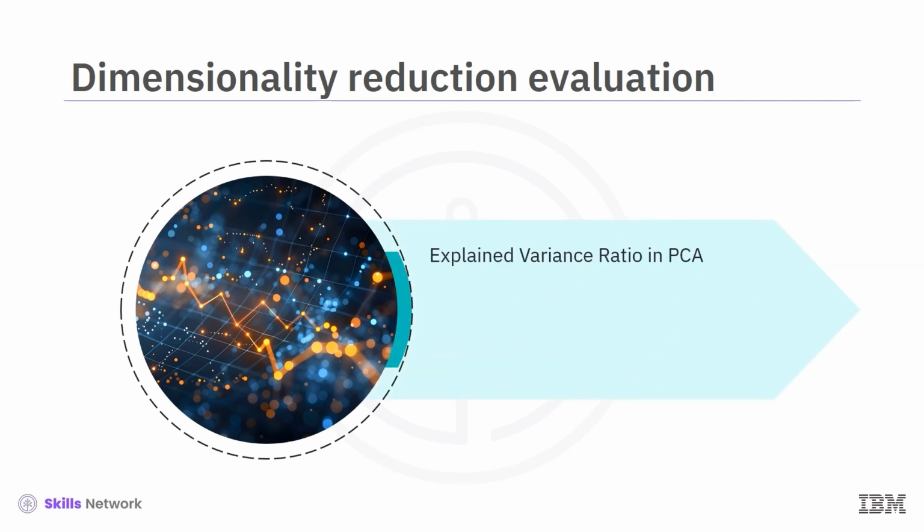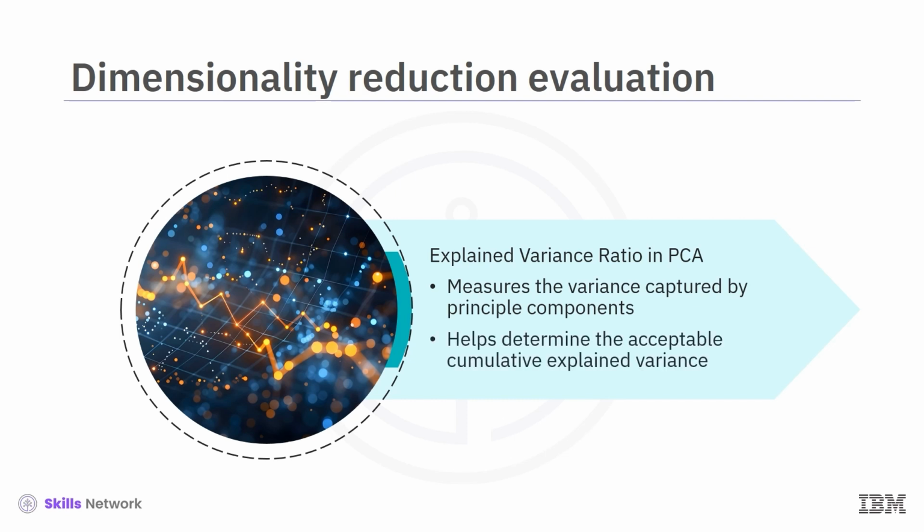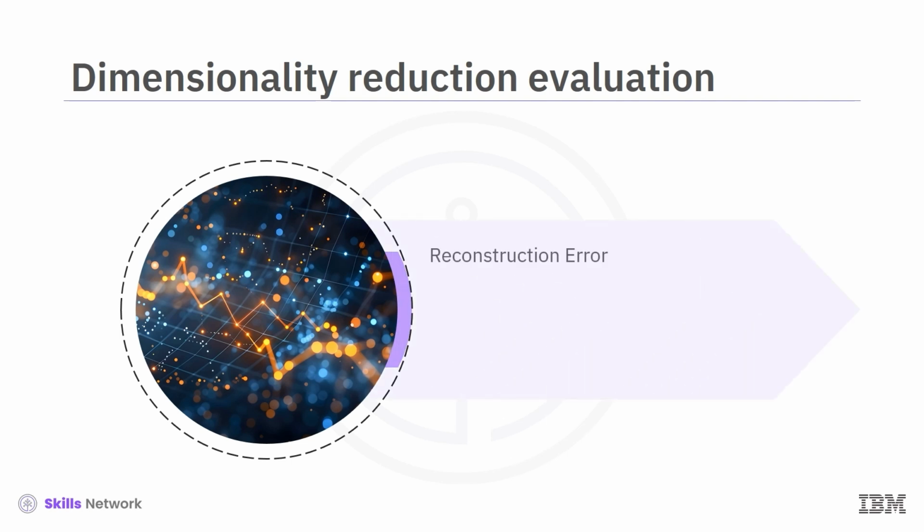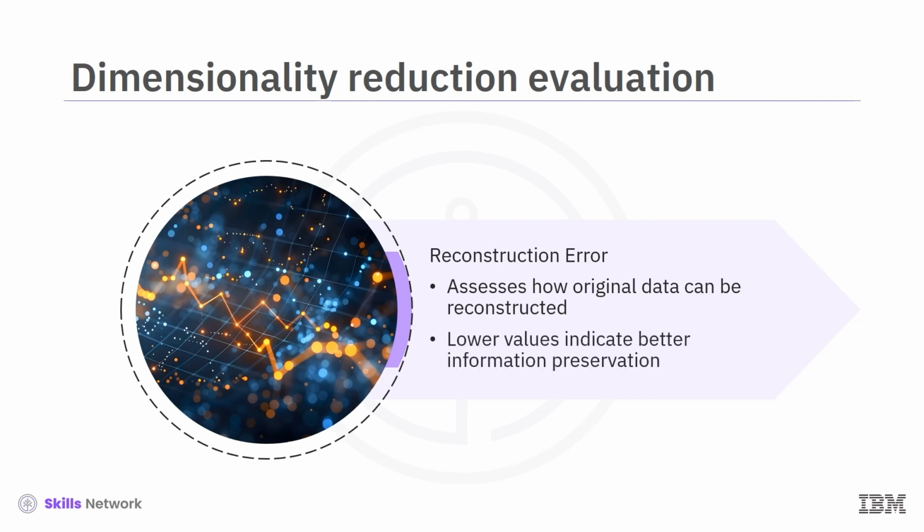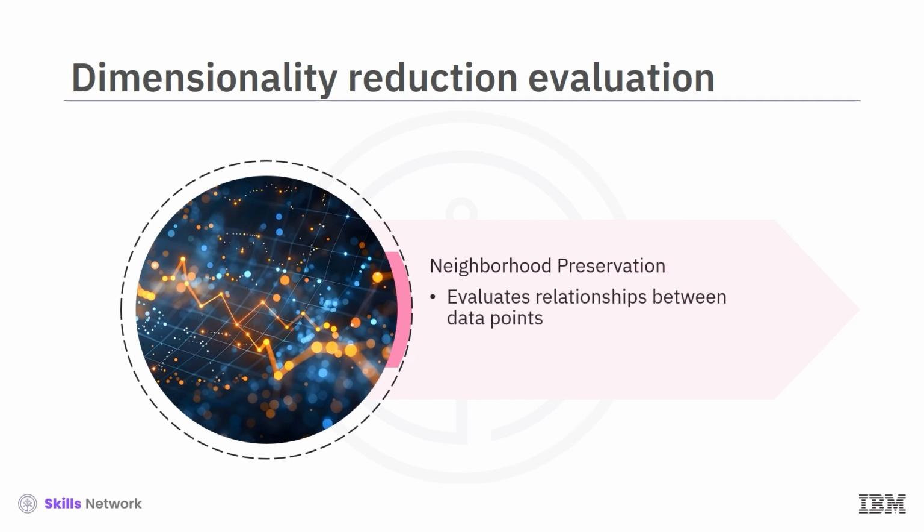Explained variance ratio in PCA measures the variance captured by principal components, helping determine how many are needed for acceptable cumulative explained variance. Reconstruction error assesses how accurately the original data can be reconstructed from the reduced representation. Lower values indicate better information preservation. Neighborhood preservation evaluates how well relationships between data points in high-dimensional space are maintained in lower dimensions, especially for manifold learning algorithms like t-SNE and UMAP.